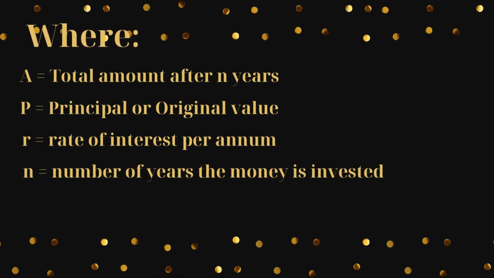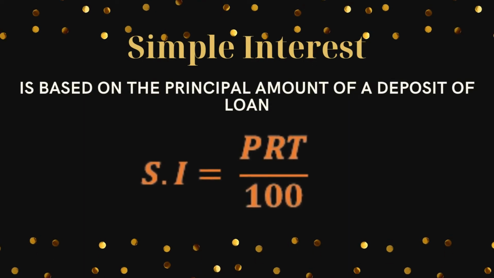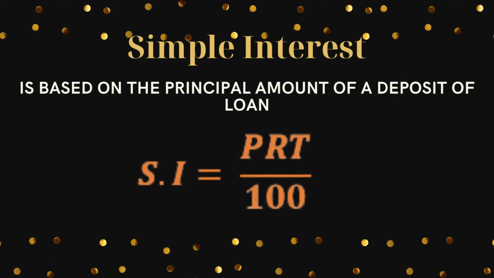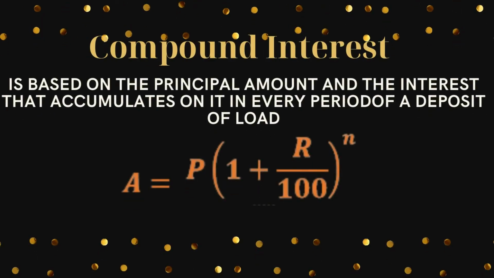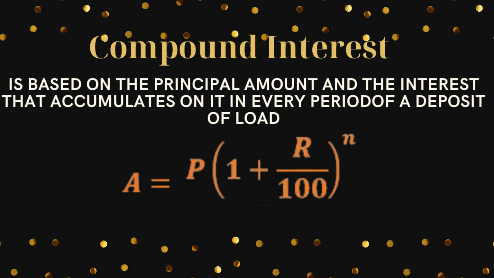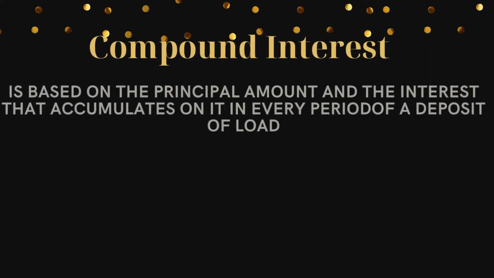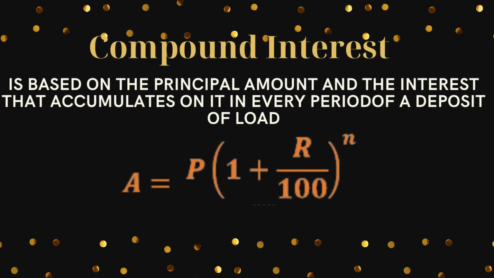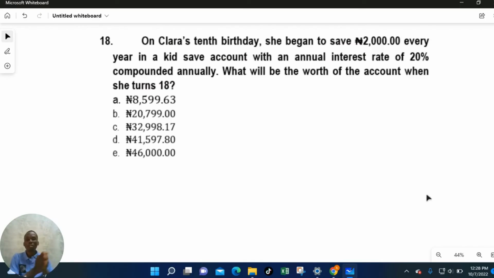Now, the formula for simple interest, SI, is principal times rate times time over 100. But if you want to calculate the compound interest, then you have to know that the amount you are going to get should be equal to the principal into bracket 1 plus the rate over 100, all raised to the power of the number of periods that the money is being compounded.